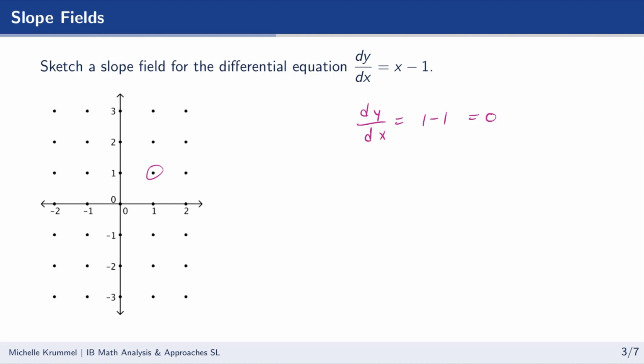The slope is 0. And what does a slope of 0 look like? What would the tangent line look like if the slope is 0? Well, it would be a horizontal tangent, so it would look like that. And anywhere that the x value is equal to 1, that's going to happen. I'm going to get a slope of 0.